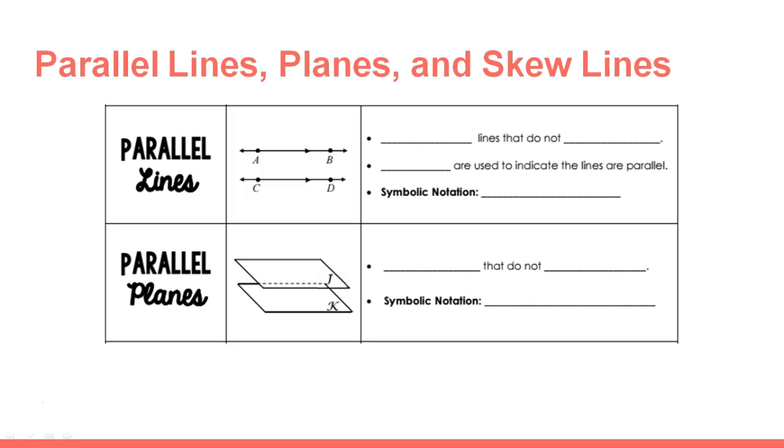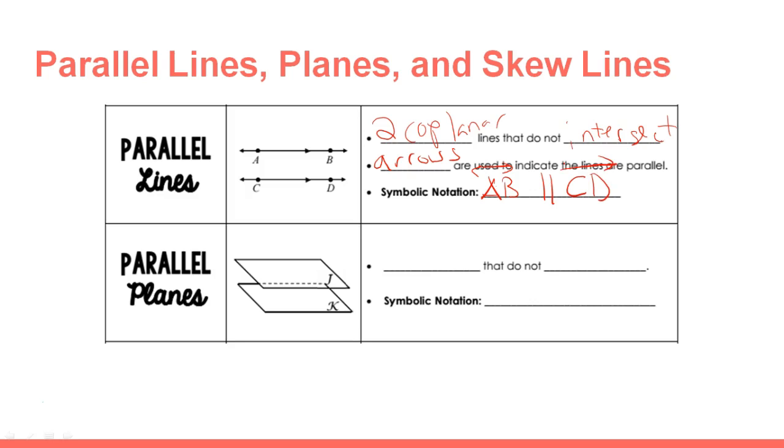Parallel lines are something you've probably seen before, but they are two coplanar lines that do not intersect. Those two lines will never touch, and we use arrows to indicate that those lines are parallel. So for instance, if we look here and we use the two up and down lines, as we've talked about before, to indicate parallel lines, we can say that line AB is parallel to line CD.